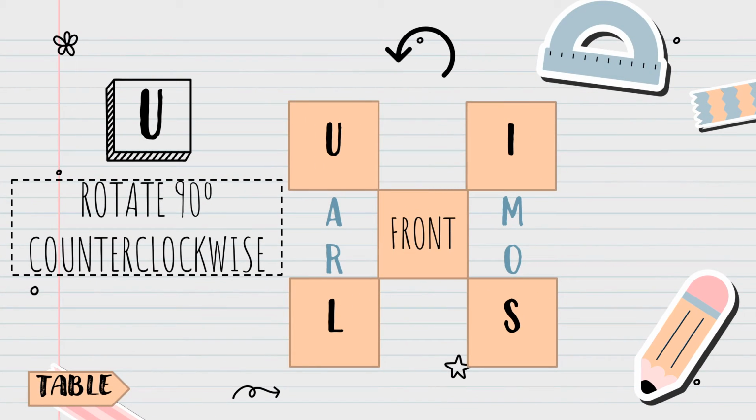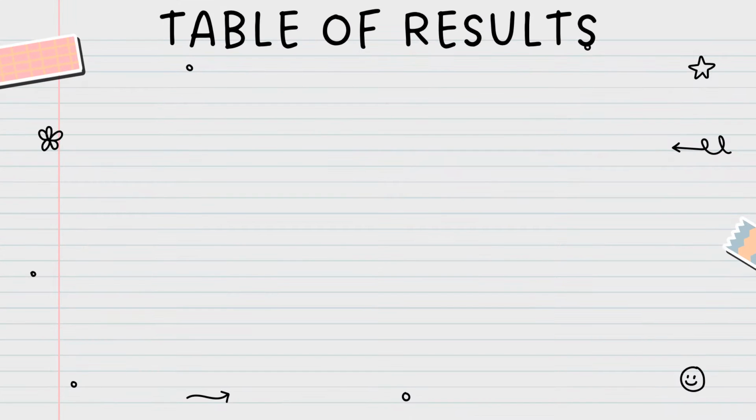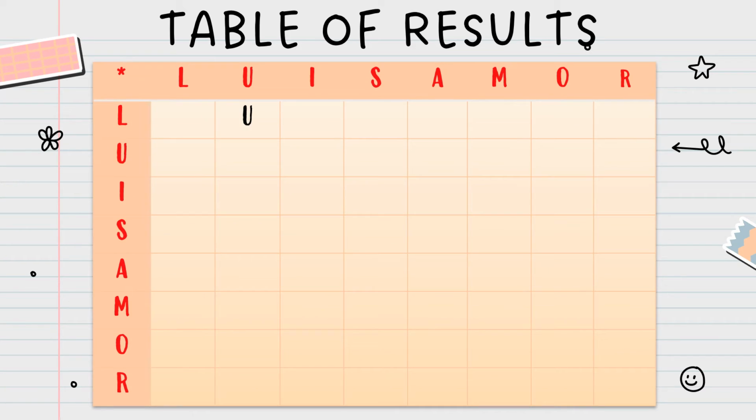So here is how it looks like. For L star U, we have this kind of figure. And then after knowing the result, we may now put it in the table. So here is the table of results. So for L star U, the result is U.